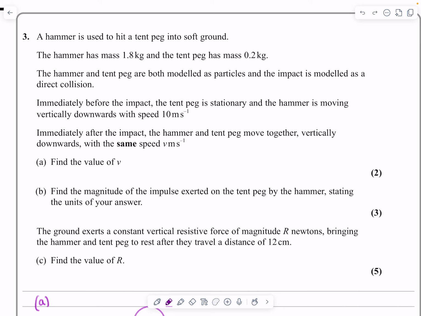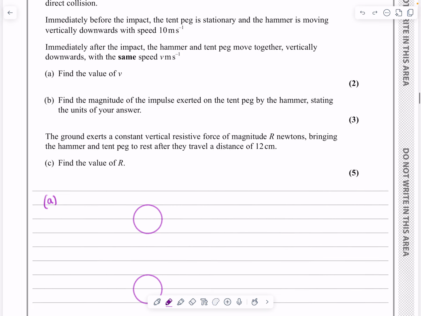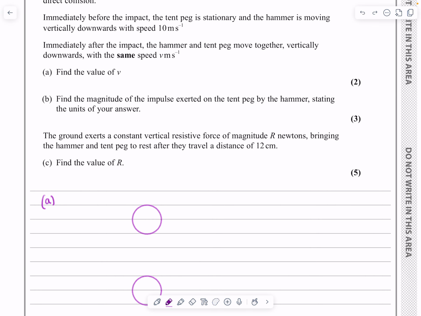It says we've got a hammer used to hit a tent peg into soft ground. The hammer has a mass of 1.8, the tent peg has a mass of 0.2. They're both modelled as particles, and the impact is modelled as a direct collision. So let's see what's happening beforehand. I've already drawn a quick sketch of the two objects. This is the hammer, and this is going to be the peg.